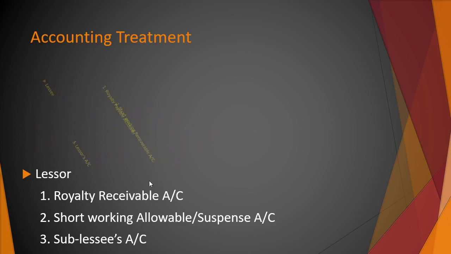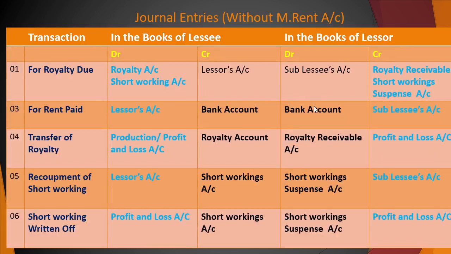So in today's class, we are going to see with the lessor role. Asha, in the role of lessor, we should prepare these three ledger accounts. So let us start with the first one, royalty receivable account. So here, now you should check the journal entries in the role of lessor. Of course, it is the same as in the books of lessor.